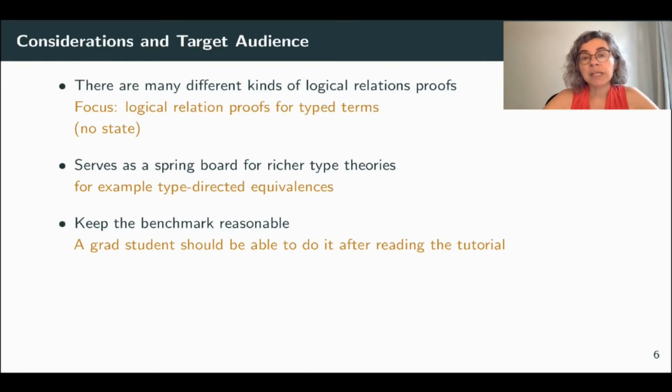One problem in particular that often comes up when you think about dependent type theories is the notion of equality, and we need to reason about soundness and completeness of algorithmic type-directed equality. The proof of soundness and completeness of type-directed equality exhibits many of the same ideas and challenges that we have in the proof of strong normalization for the simply typed lambda calculus. And last, our guiding principle was really to design a benchmark that is reasonable, so a grad student should be able to do it after reading the tutorial.